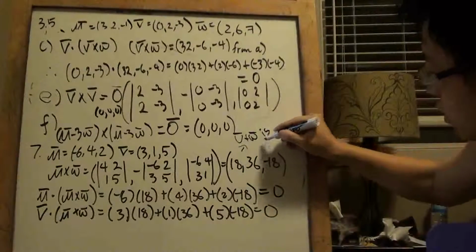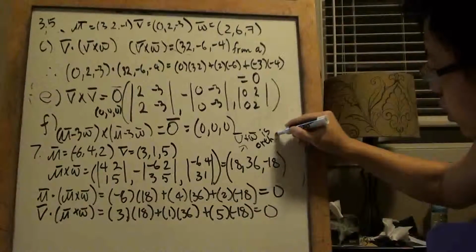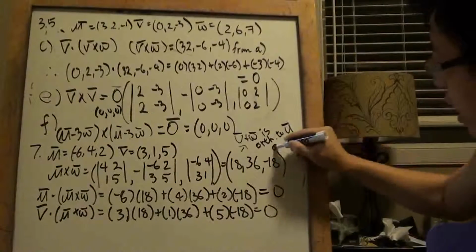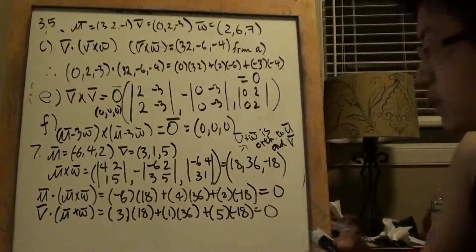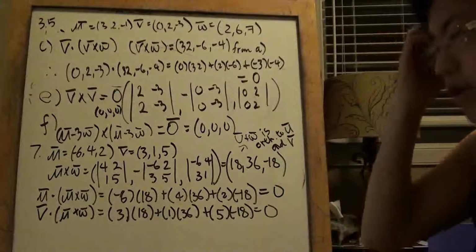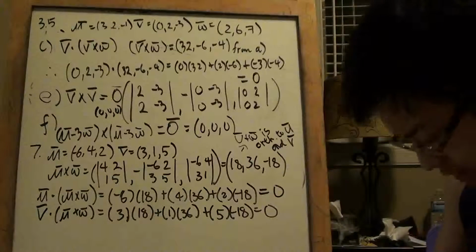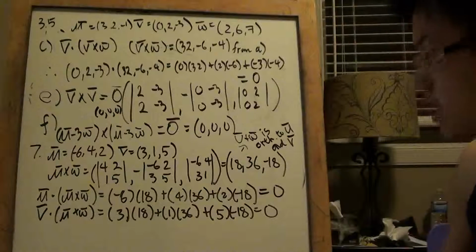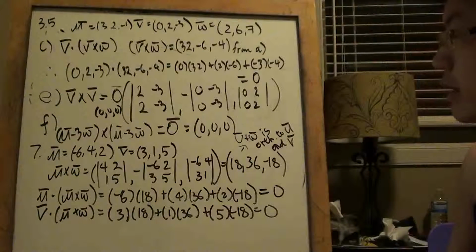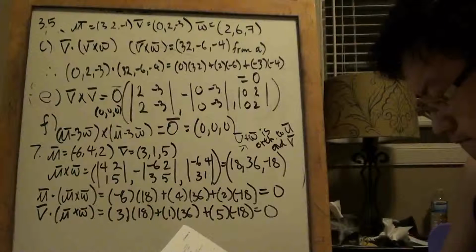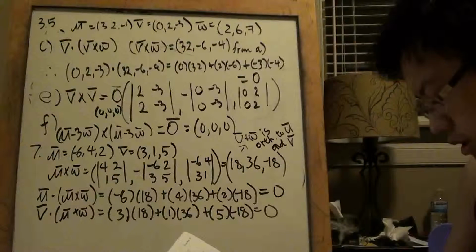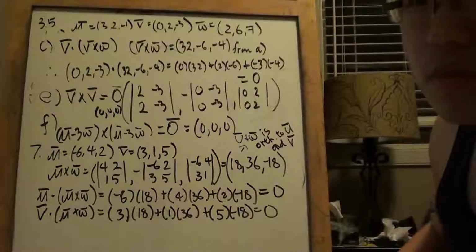So therefore, w is orthogonal to u and v. Something like that would be very nice for your upcoming quiz. So that's question 7. Question 8 is essentially the same, so I wouldn't really bother with it. But feel free to practice if you'd like. Actually, no, I'll do number 8 just to be sure.